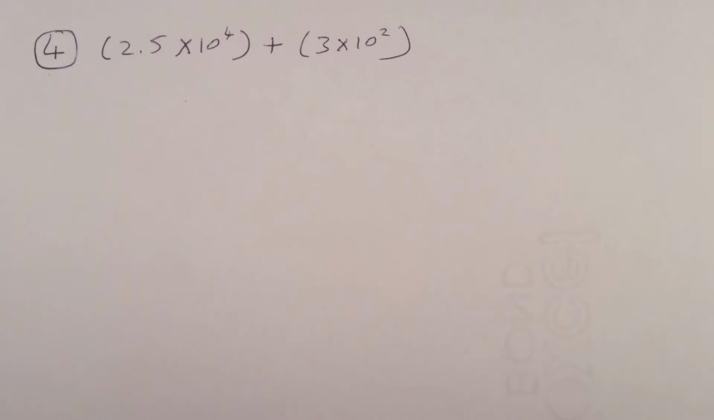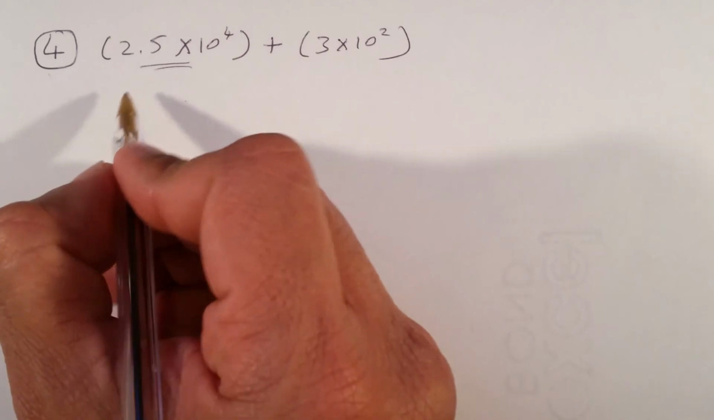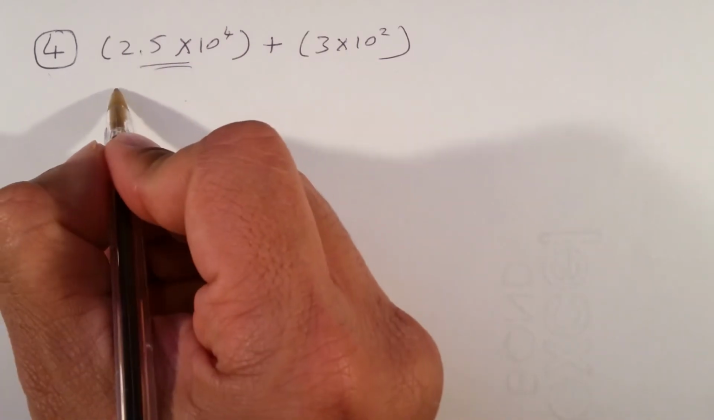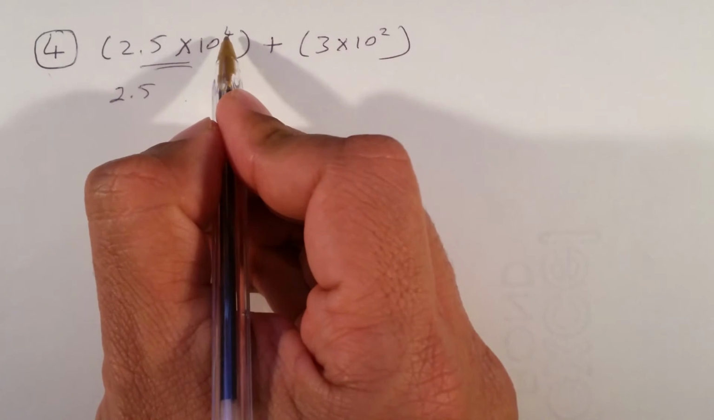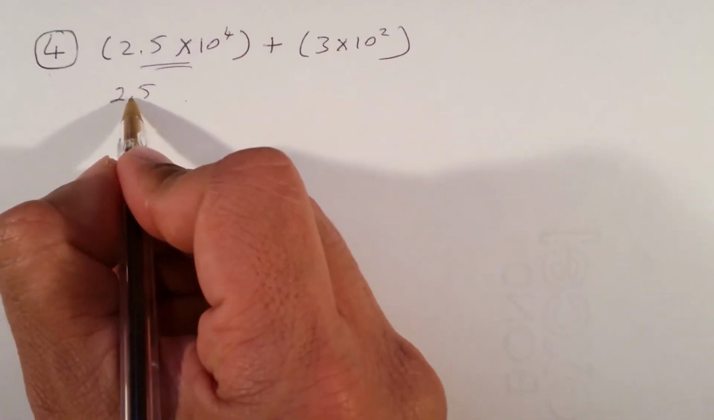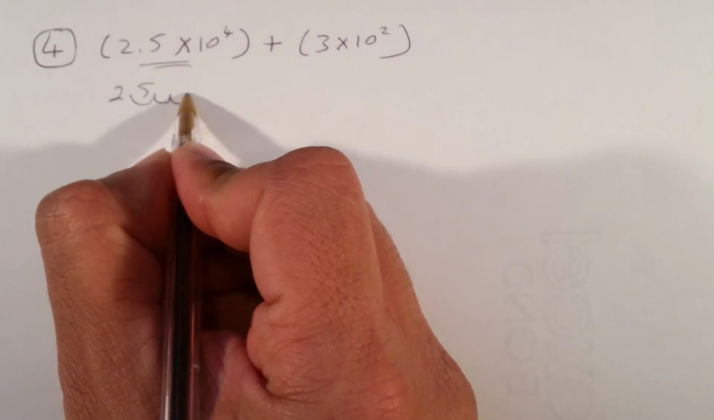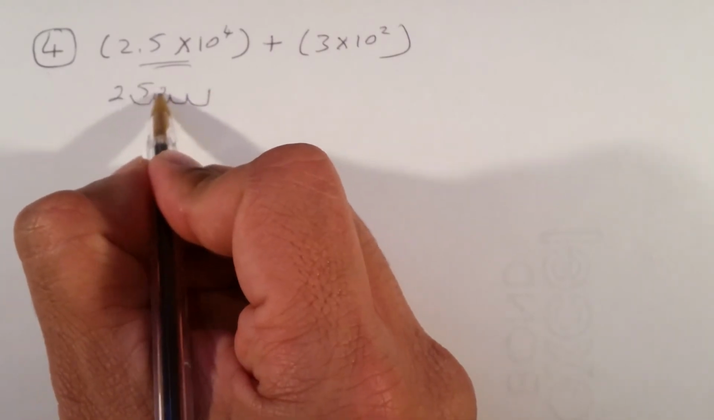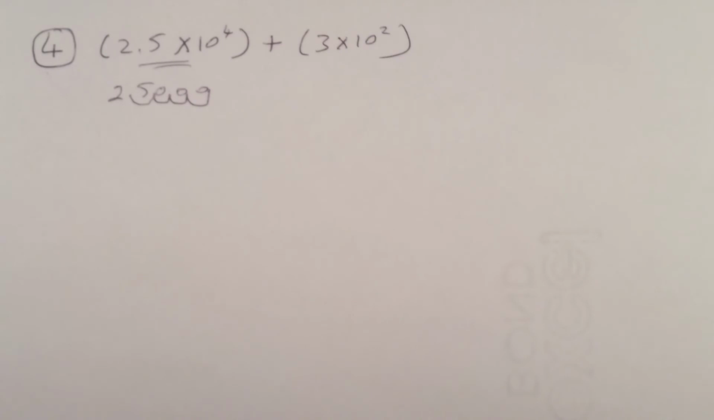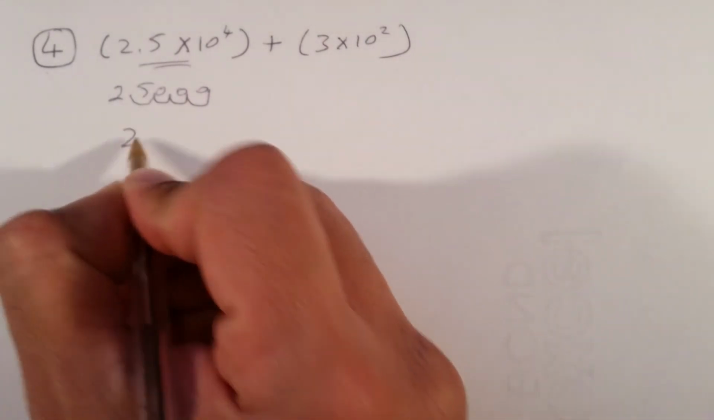If we are adding indices, we have to change them into the ordinary form. These are standard form, so we have to change back to the ordinary form, which is 2.5 times 10 to the power of 4. The trick is, 2.5 with 10 to the power of 4 means 4 zeros are involved. So move 4 steps out: 1, 2, 3, 4. In the empty places, put 3 zeros. That becomes 25,000.